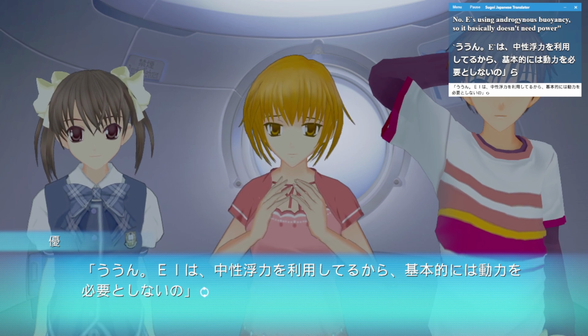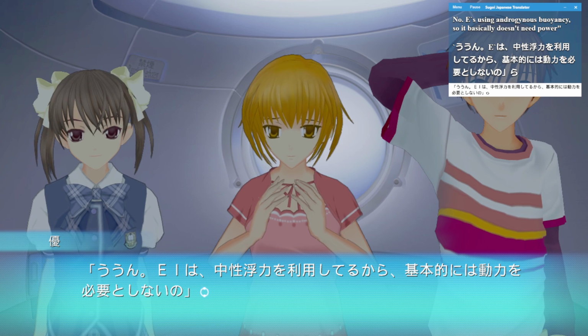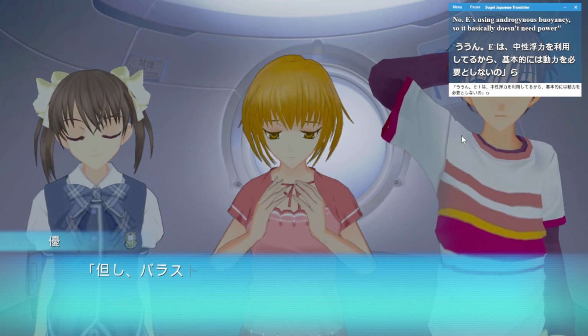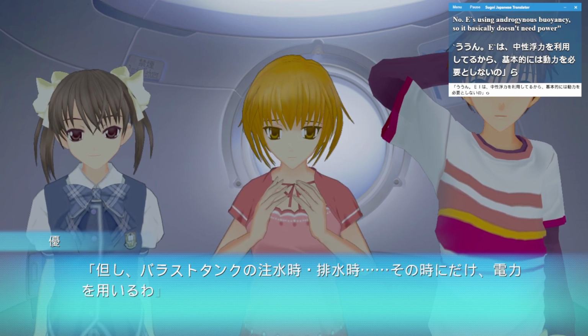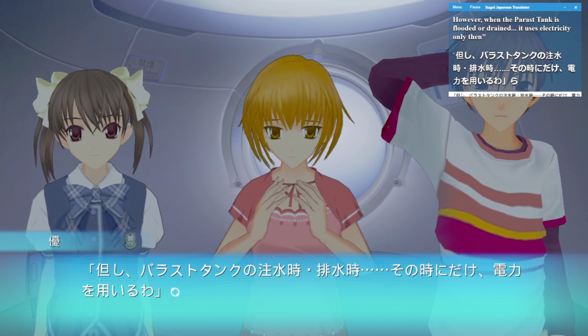No, it's using neutral buoyancy, so it basically doesn't need power. Now it's just neutral buoyancy, so it doesn't need any power. It doesn't make any sense. You need some sort of pump to make it work. However, when the ballast tank is flooded or drained, it uses electricity only then.